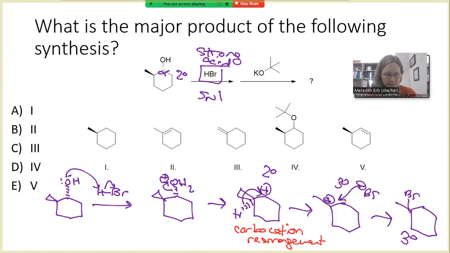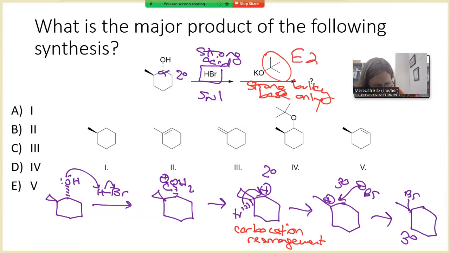What happens next? What happens with the tert-butoxide? The tert-butoxide is a strong, bulky base only. It functions predominantly as a base because it's super bulky. A good nucleophile is small. If you have a big bulky base, it's not also going to be a nucleophile. So when you have a big bulky base, we have to think about what's going to happen with a tertiary alkyl halide. That's going to favor an E2 mechanism.